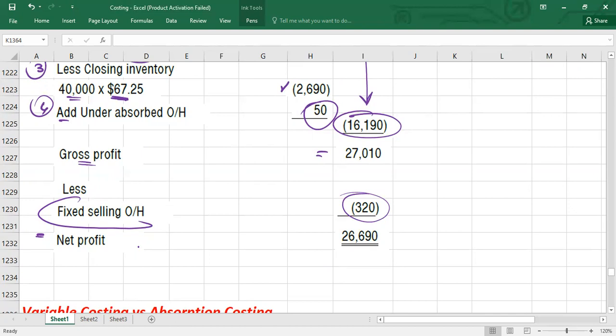So in the next video, I'm going to compare variable costing with absorption costing. I mean, marginal costing with absorption costing, and we will see what the main differences are after this detailed discussion. We are going to summarize in the next video, and then I will talk about profit reconciliation under both methods.